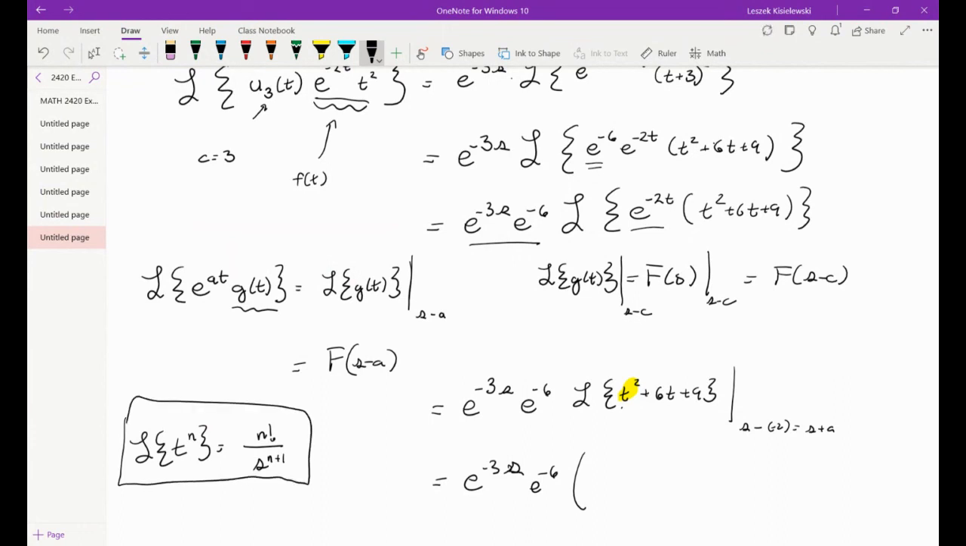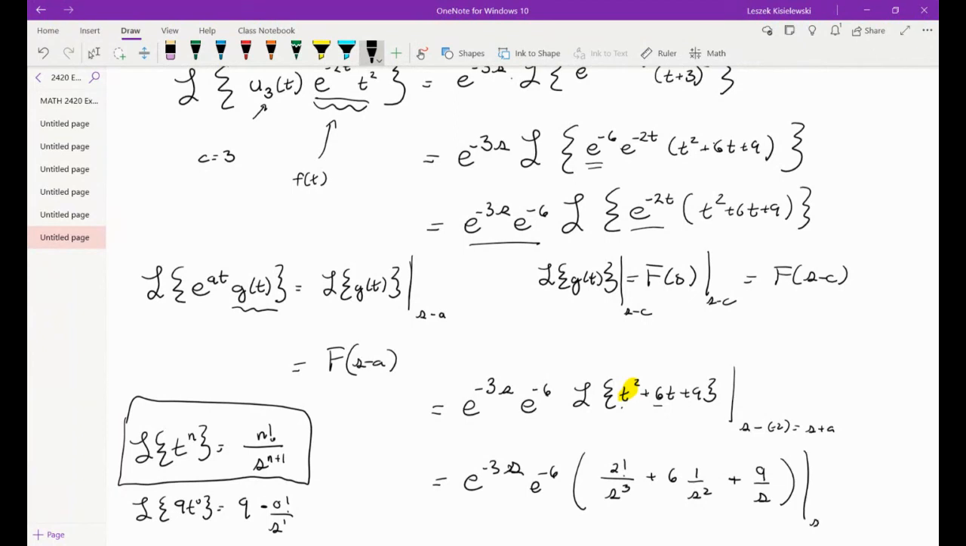Okay. So t squared, that becomes 2 factorial divided by s cubed. Then you have 6. Leave the constant alone. Then Laplace transform of t is 1 factorial divided by s squared. And so by this rule, right, if you have a constant, just think of it as like a t to the 0, you can still use this rule. You get 0 factorial, which is 1, divided by s to the 0 plus 1. So you just get the Laplace transform of a constant is just the constant divided by s.